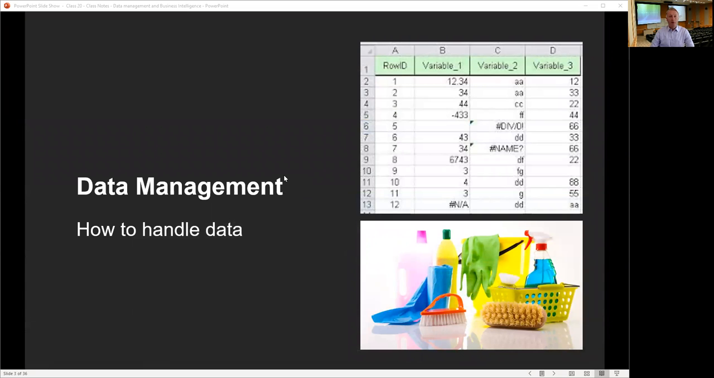So data management first, we've already covered earlier in the class a little bit about databases. Today we're going to look a little bit more in terms of the core principles for how to handle the data, or data management.